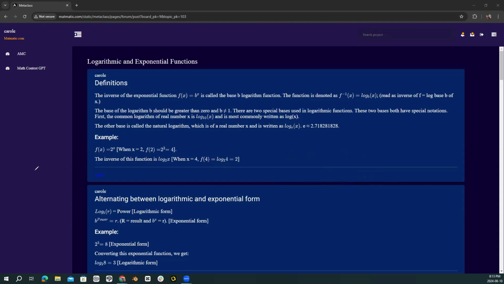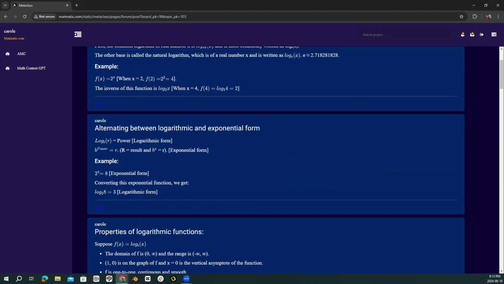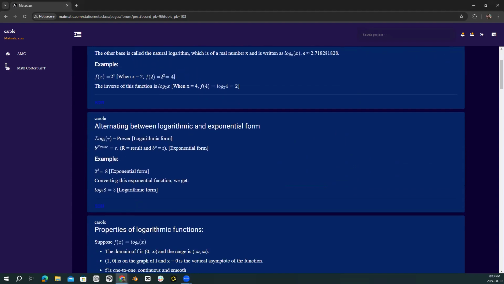Do you guys have any questions about the definition of a logarithmic function or anything else? No questions? Okay. Next up, we're gonna be talking about alternating between these two forms, logarithmic and exponential form.